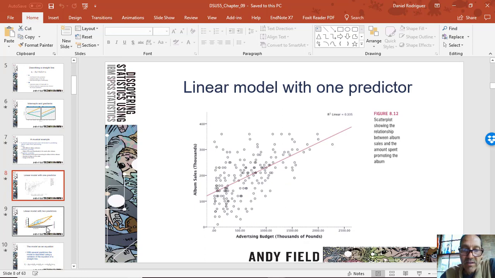Here's a look at a scatter plot of the relation between sales and the advertising budget. We can see that there is a linear relation here, because there's nothing curvilinear. The scatter plot shows that as there's an increase in advertising budget, there's an increase in sales. So advertising seems to pay off.